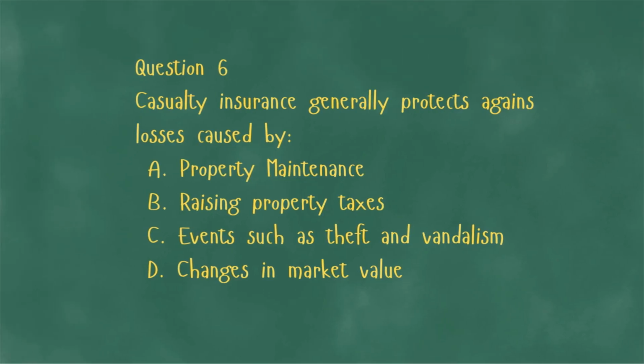Question number 6. Casualty insurance generally protects against losses caused by A. Property maintenance, B. Rising property taxes, C. Events such as theft and vandalism, D. Changes in market value. The answer is C. Events such as theft and vandalism.